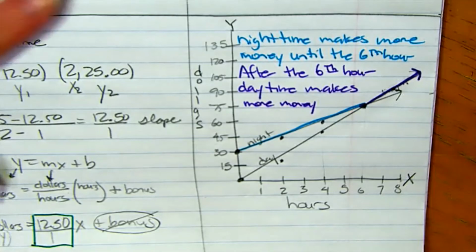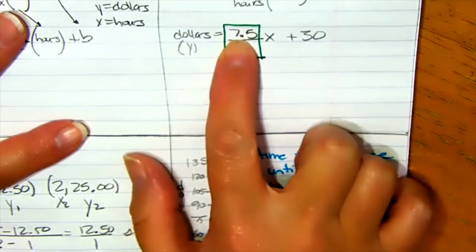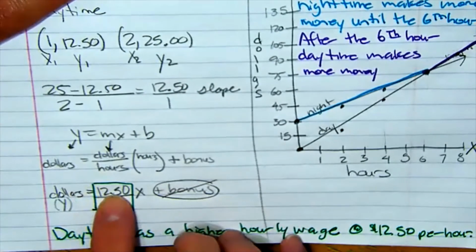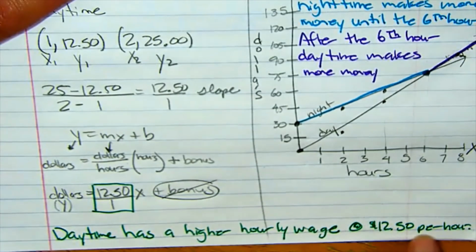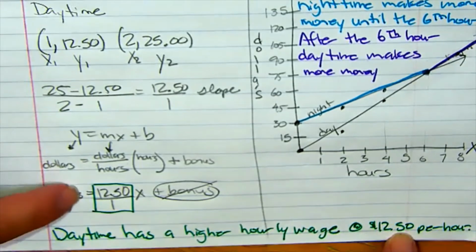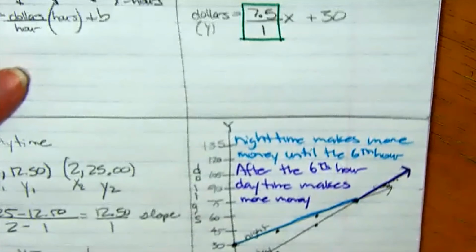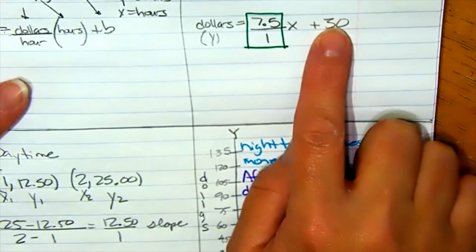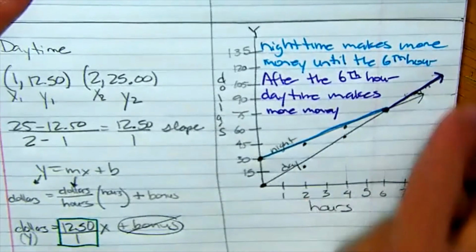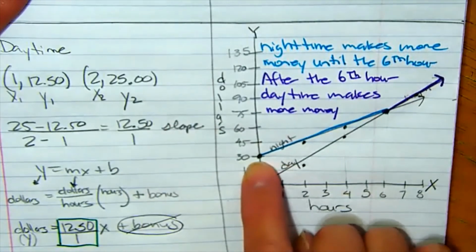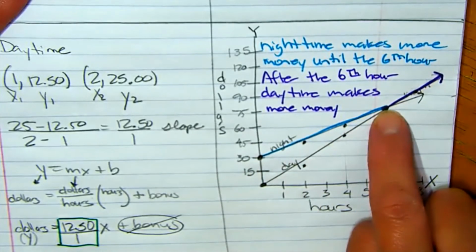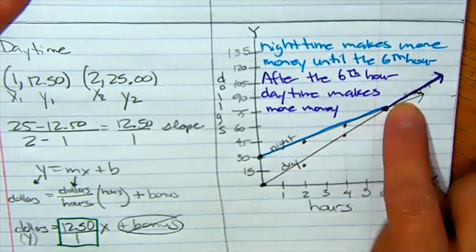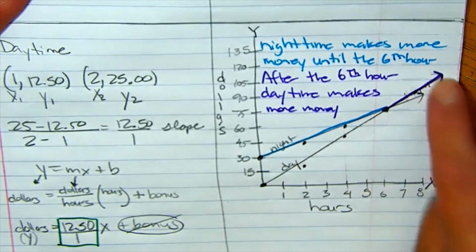So if we look at the slopes, the slope, $7.50 per hour for nighttime versus $12.50 per hour for daytime, the daytime has a higher hourly wage. They make $12.50 per hour. But the nighttime gets this bonus. So if we graph both of these linear functions, we can see that the nighttime makes more money until the 6th hour. After the 6th hour, the daytime makes more money.